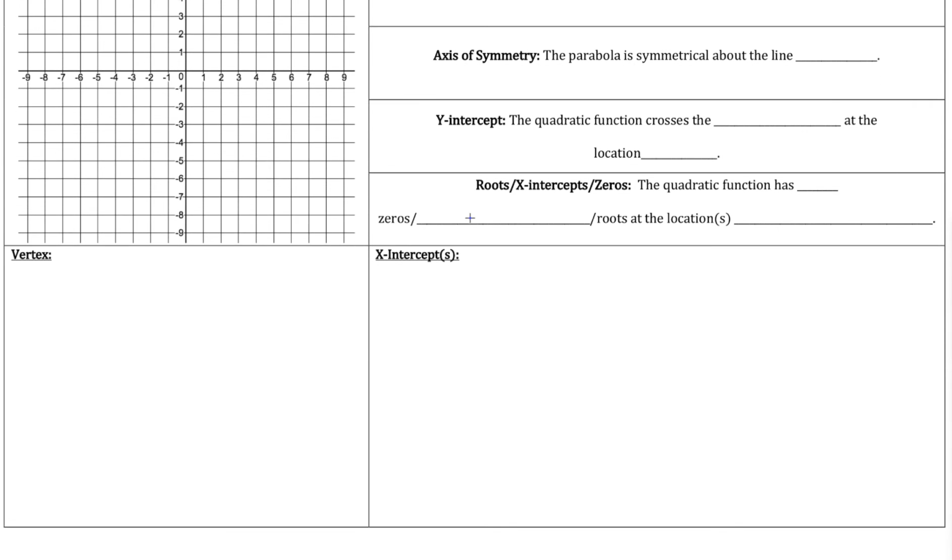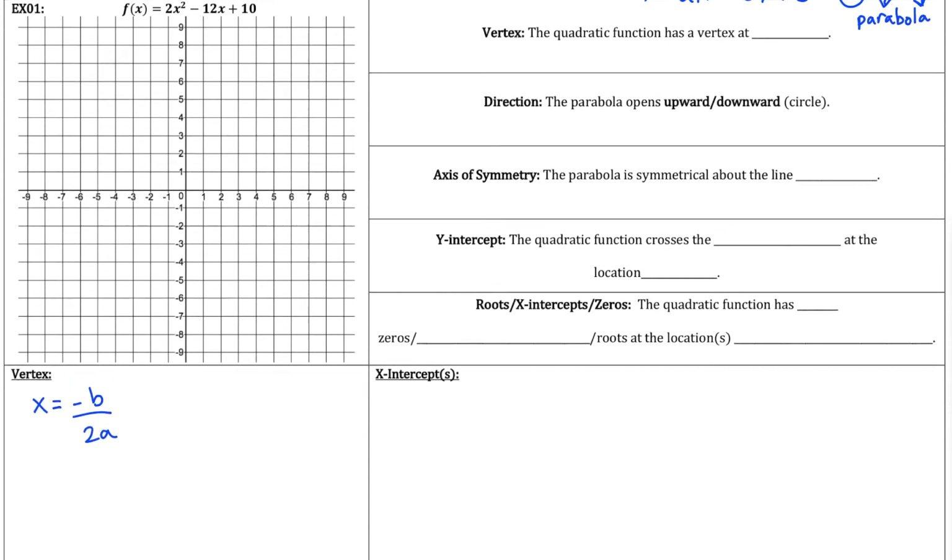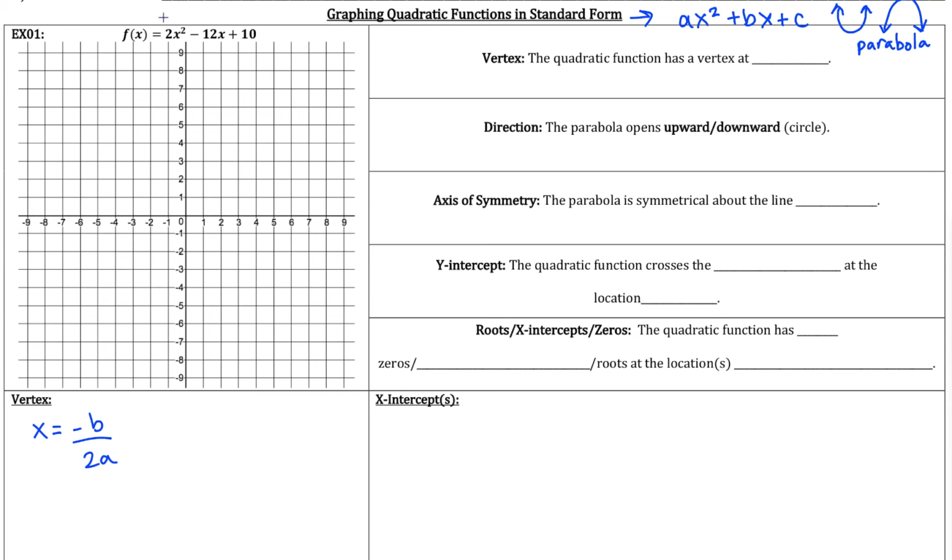So what I would do is come down to this box, and the formula we will use, and we'll talk about it more later, is x equals negative b over 2a. Now, make sure to label these. This 2, not the x squared, just the 2, is the a. This negative 12 is b. And this plus 10 is c.